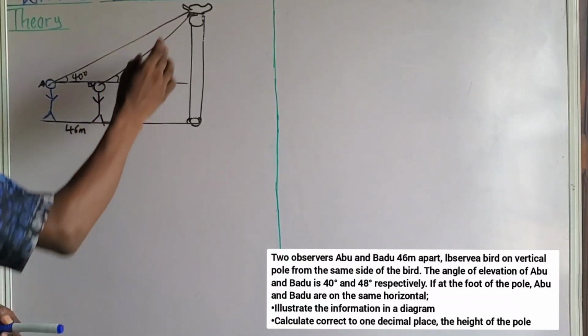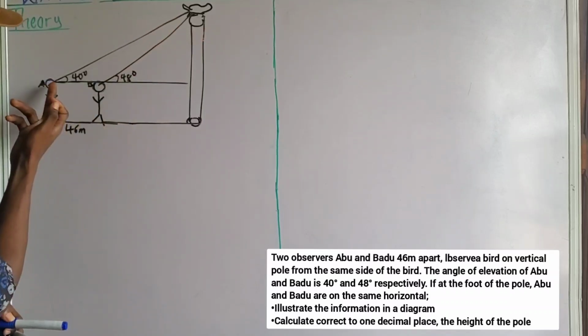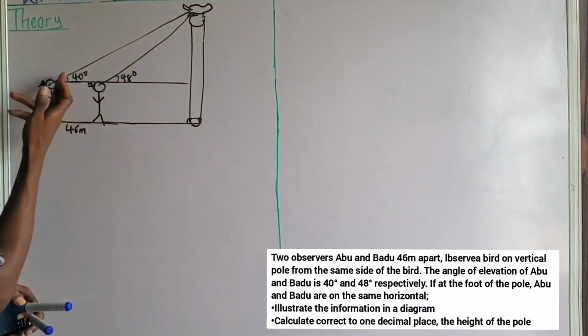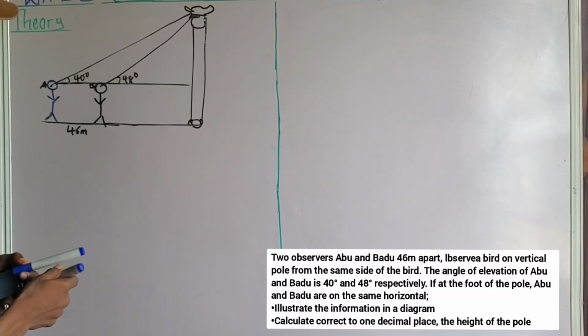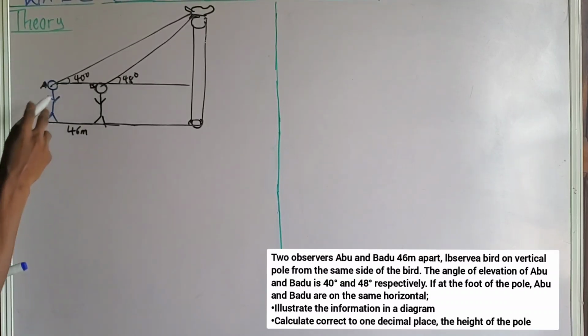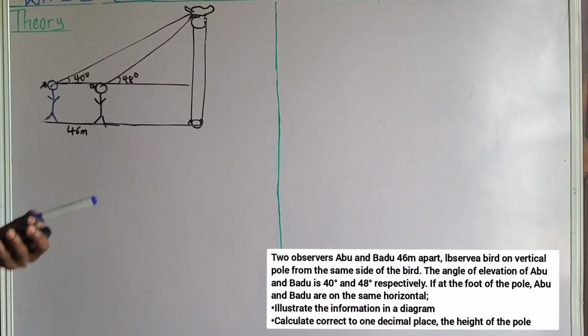So now they are observing the bed, right? The angle between their eye level and what they are observing, that angle is what we call the angle of elevation. So we've been told that the angle of elevation of Abu is 40 degrees and that of Badu is 48 degrees.